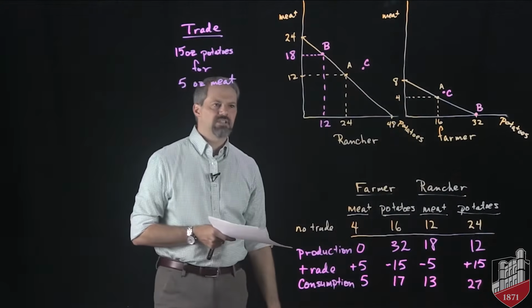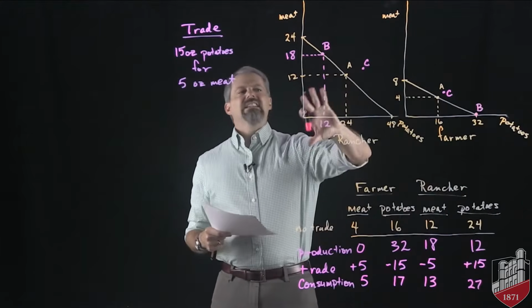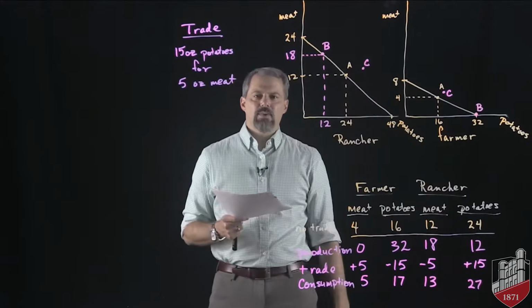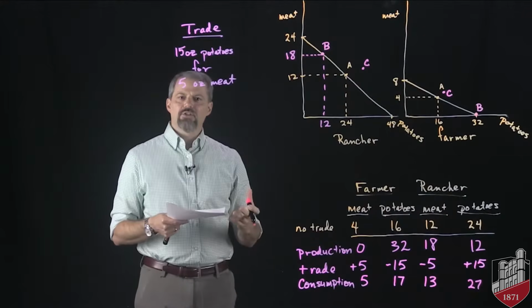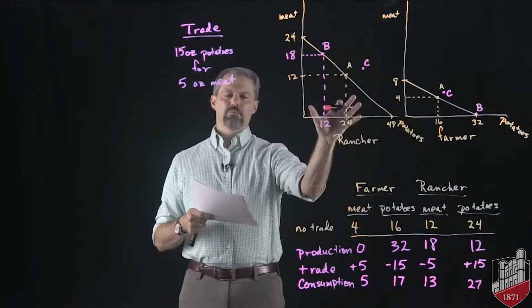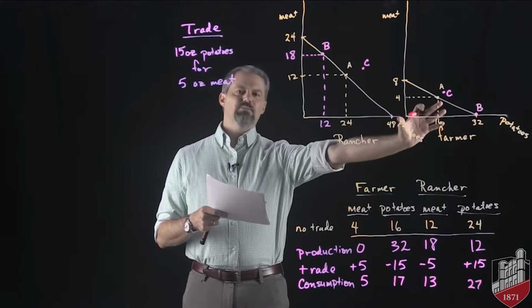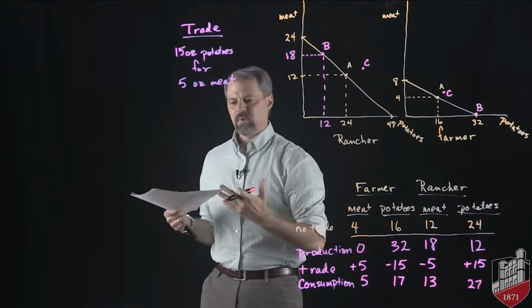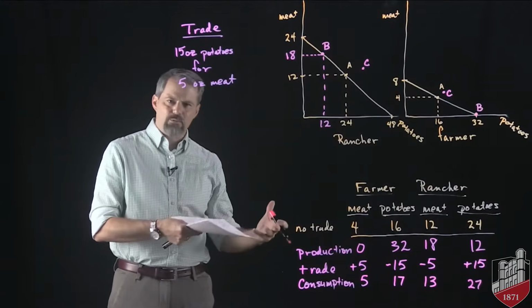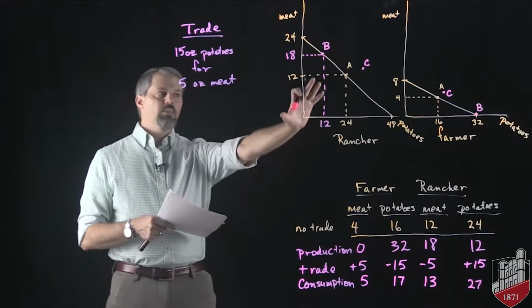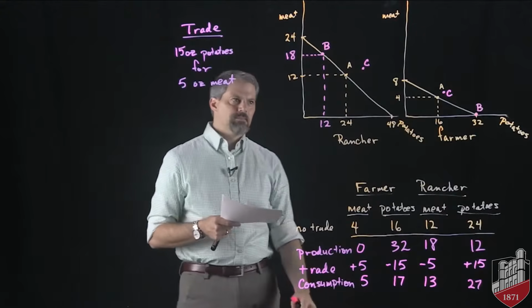There's the rancher's consumption point, and we can see here that the rancher gets even farther outside of their production possibilities frontier than the farmer did, which for a lot of people is counterintuitive because the rancher is the more productive person and the rancher is trading with a less productive person. So for a lot of people that makes them feel as if the rancher is not going to be able to be better off by trading with a less productive person. But we can see that clearly they are better off. They're even better off than the farmer is.